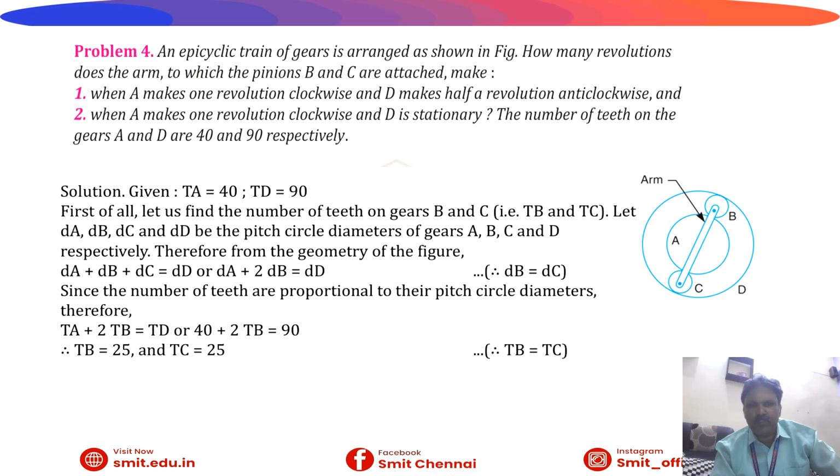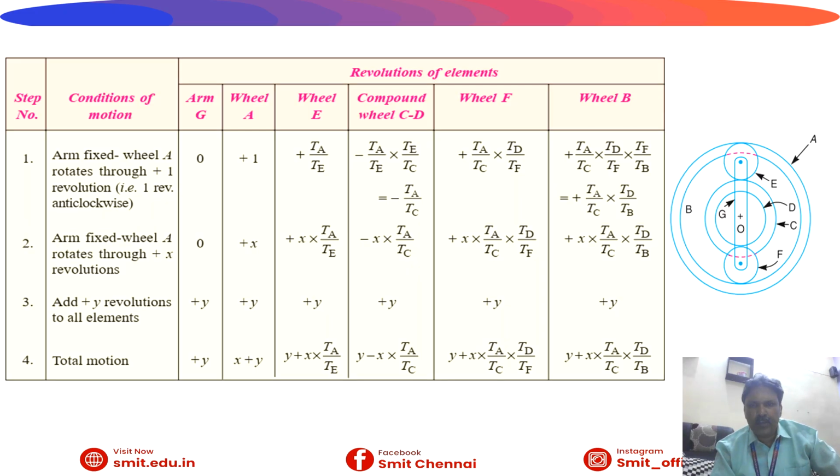dA plus dB plus dC equals dd. We get dA plus 2 dB equals dd. Then you have to equate to the number of teeth. Finally, you'll get TB equal to 25 and TC equal to 25. Again, the same tabular column procedure. We are using the tabular column procedure.